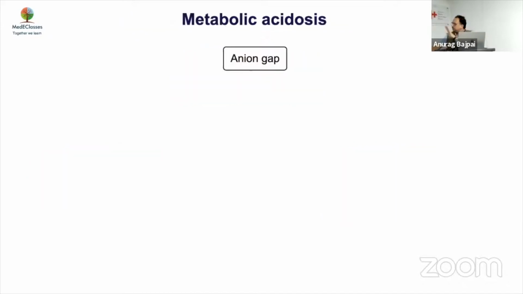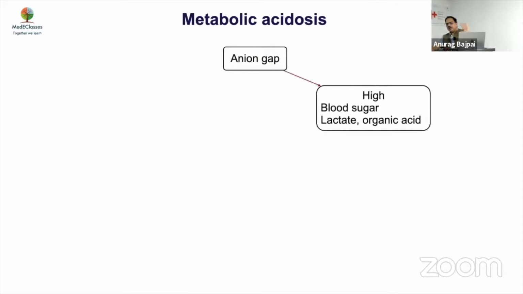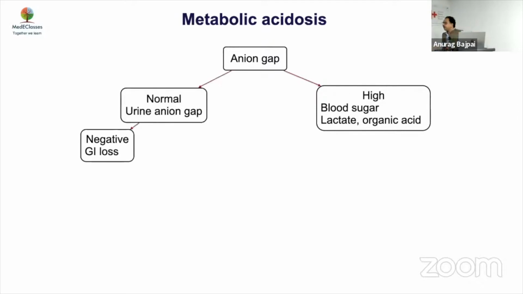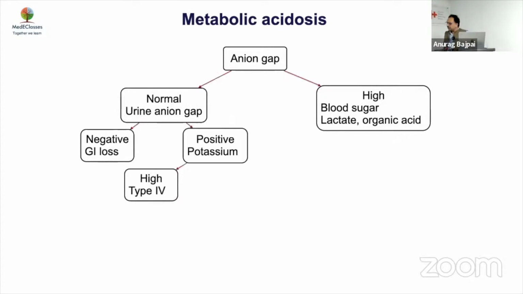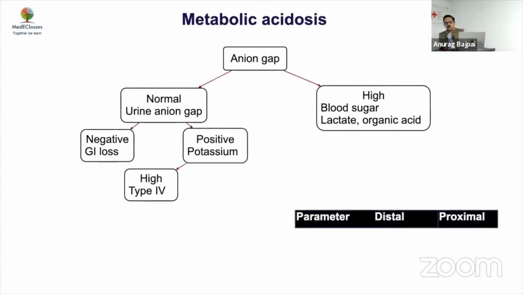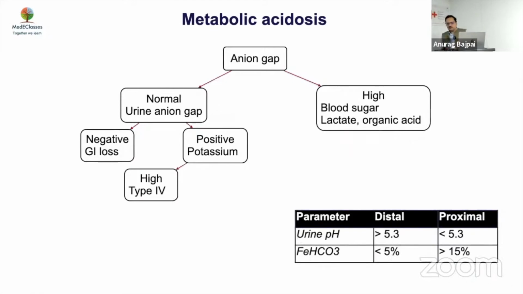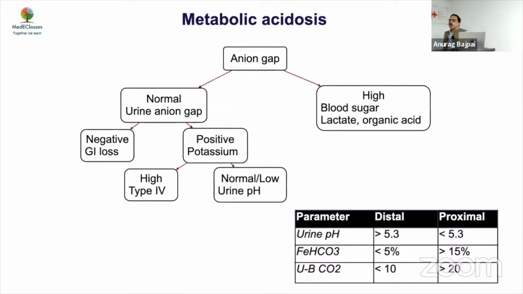So now the approach is very clear. Look at anion gap high: look at hyperglycemia, diabetic ketoacidosis, lactic acidosis, organic acidemia. Normal, look at urinary anion gap. If it's negative, it's a GI loss. If it's positive, look at potassium. High potassium is type 4 RTA, rare. Otherwise, look at urinary pH, fractional excretion of bicarbonate, and urine to blood CO2 difference, which will give you whether it is a proximal or a distal RTA.